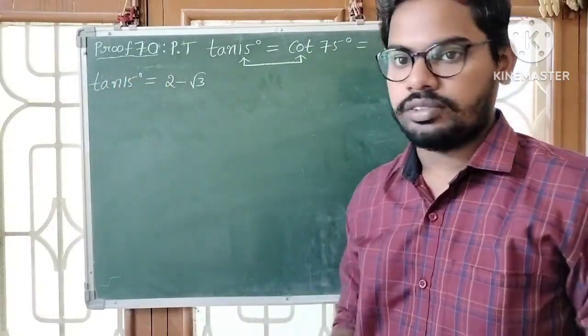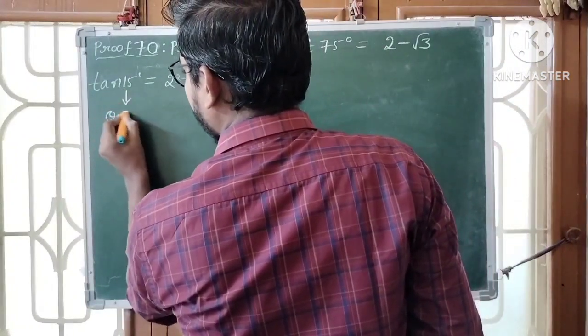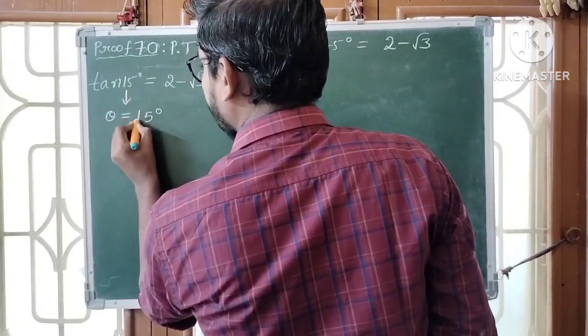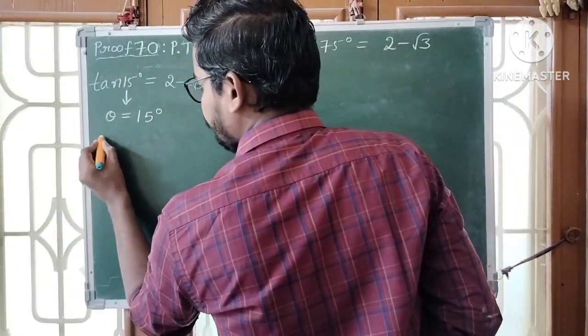Why is it equal to 2 minus root 3? So here first of all, what is the angle here? Theta is equal to 15 degrees. Here theta is equal to 15 degrees. Angle theta equal to 15 degrees. So we can write 15 degrees.